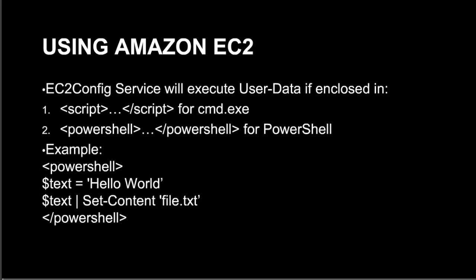So if the user data starts with and ends with a script tag, then the EC2Config service will use cmd.exe and run that basically as a batch file. If you use the PowerShell tag, then it will be run against the PowerShell application. So both of these are alternatives, but they both accomplish the same thing. So you can run scripts within your Windows EC2 instance on the first boot up, which allows you to configure your Windows instance, install, configure, download files exactly as you would in a Linux instance.